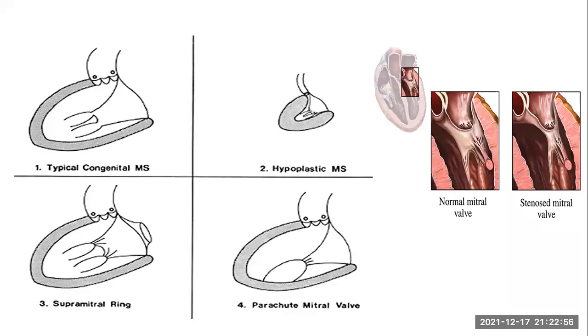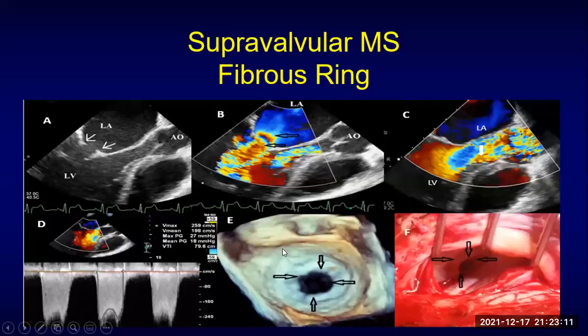Okay, so this is a typical congenital MS. Here we have the hypoplastic type. Here we have the supramitral ring and the parachute mitral valve with a single papillary muscle. The supravalvular mitral stenosis and a fibrous ring.